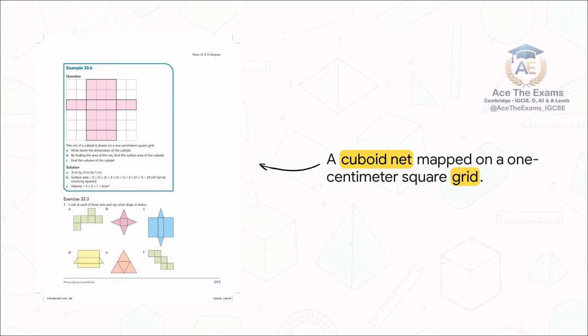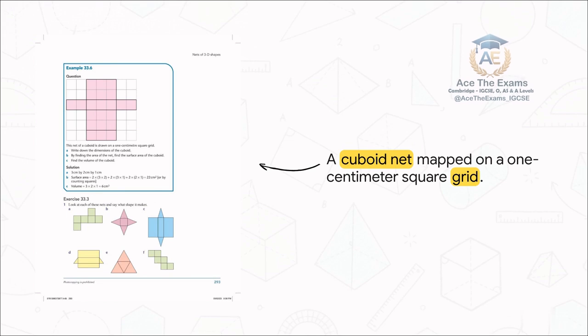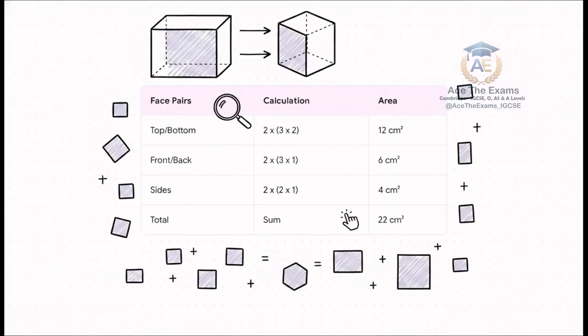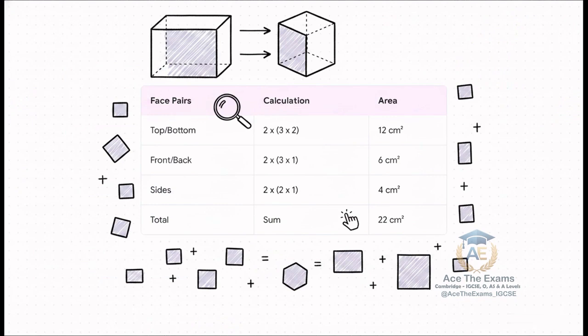We can easily count the squares and see that the main central rectangle is exactly 3 centimeters long and 2 centimeters wide. The side flaps are exactly 1 centimeter tall. Immediately, before we even fold it, we know our core dimensions. This is going to be a box that is 3 by 2 by 1 centimeters. And the second you have those dimensions decoded, calculating the total surface area is a breeze.